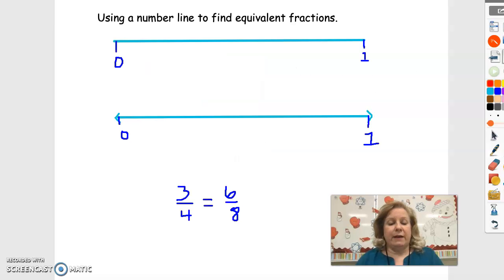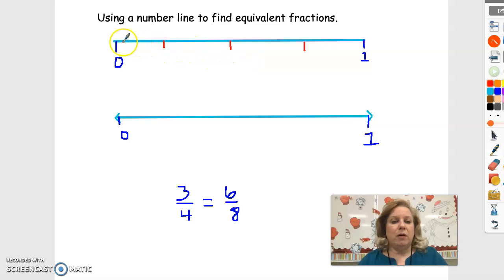Now let's look at a number line. And let's say we have 3/4 and we want to know if 3/4 is equal or equivalent to 6/8. Well, on the first number line, we're going to go ahead and show where 3/4 would be on our number line. Okay, so we have 3/4. We know we have 4 parts. And we are between the whole number 0 and 1. And we know the fractions come in between the whole numbers.